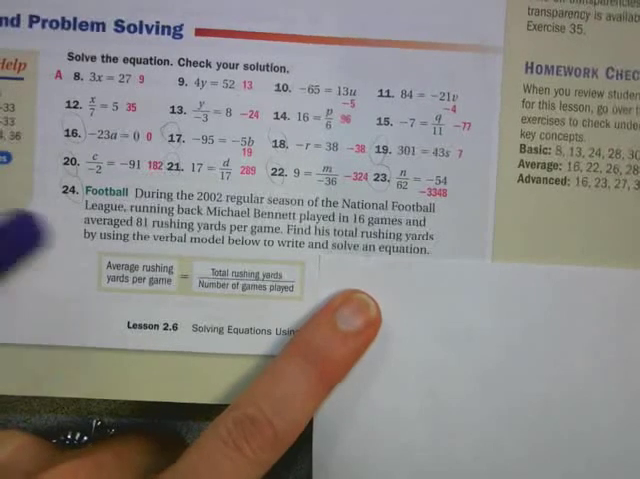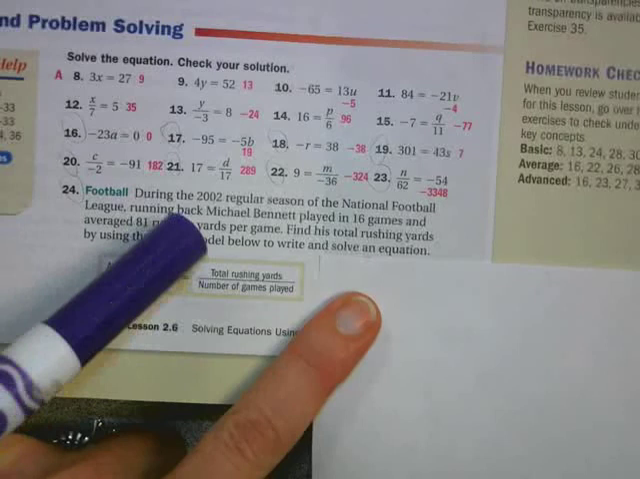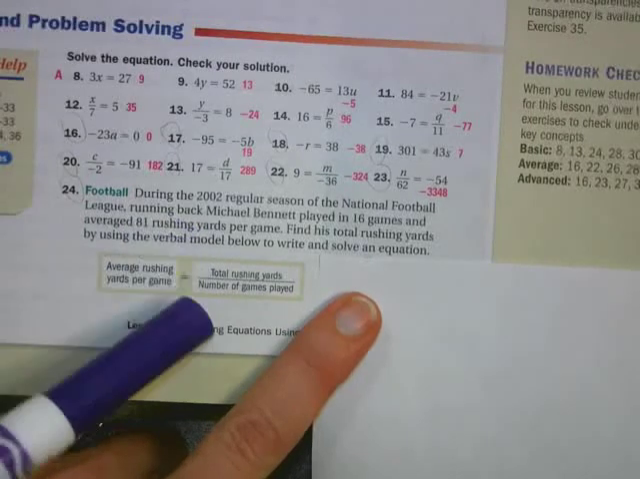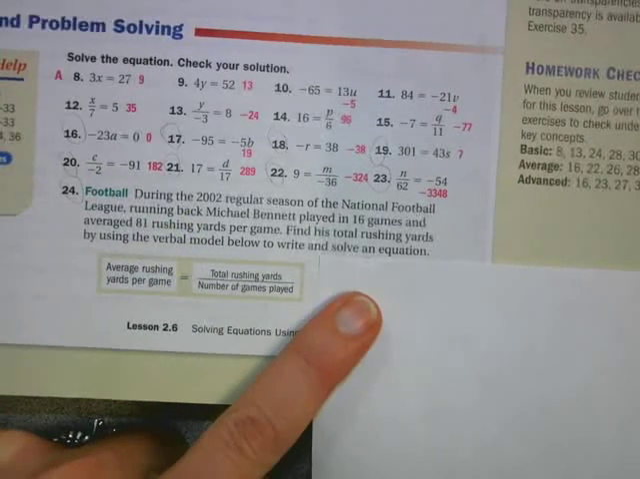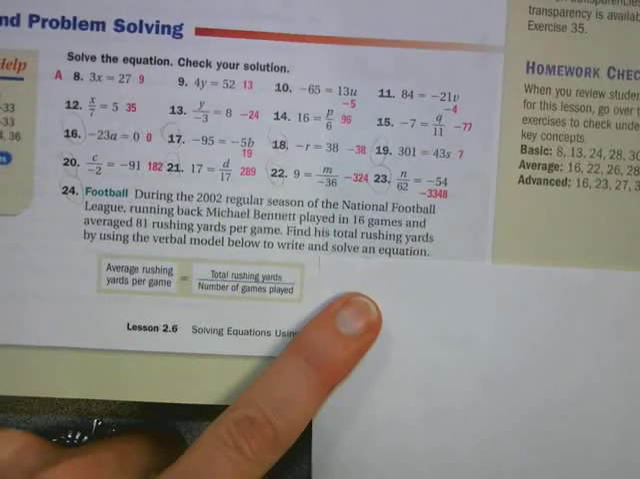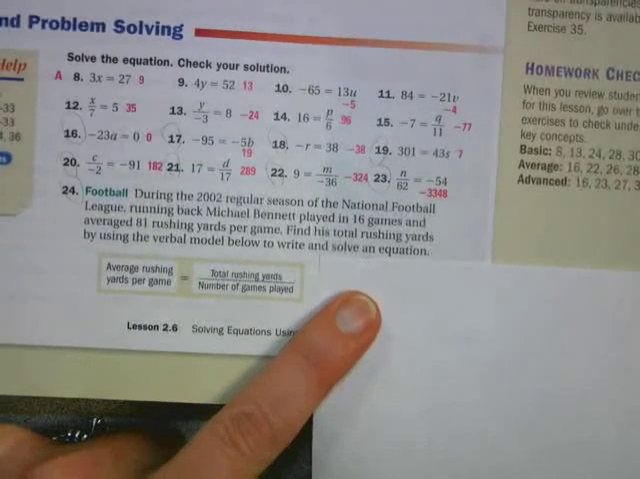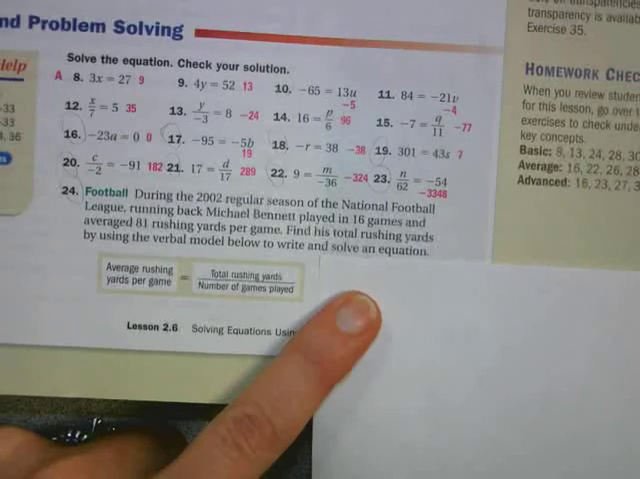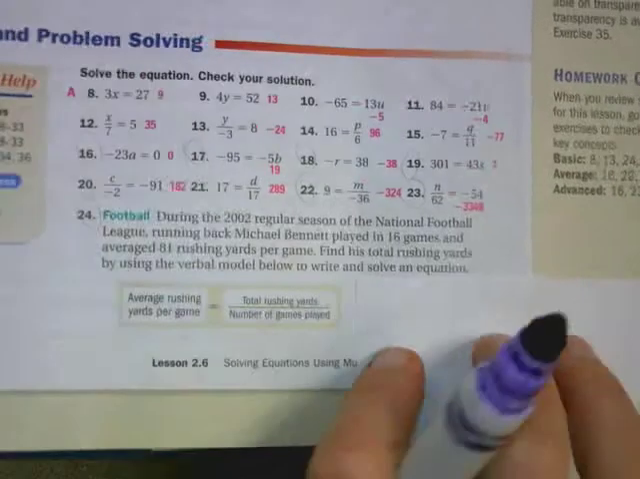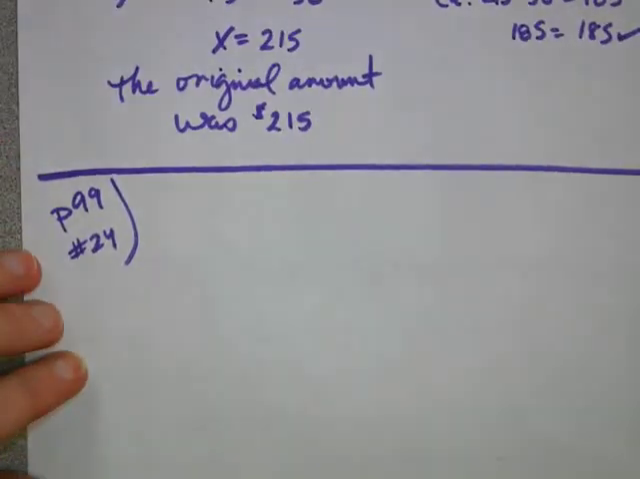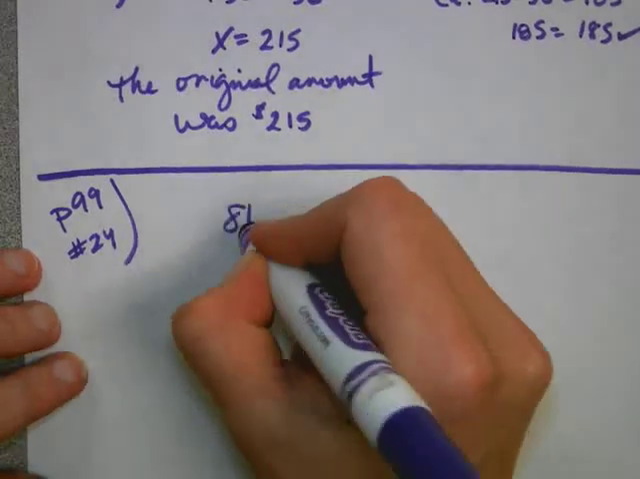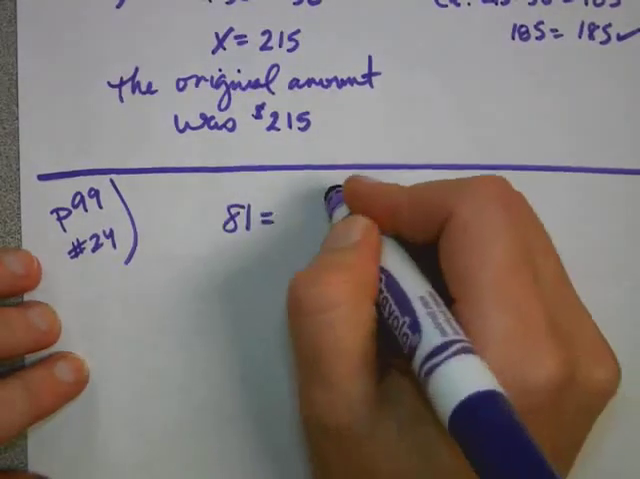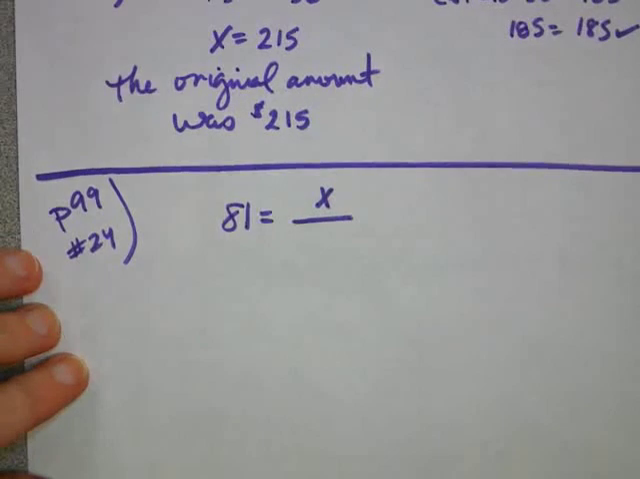So his average rushing yards per game is going to equal the total amount that he rushed divided by the number of games. So go ahead right now and write an equation using that verbal model. Put in the numbers they gave you, and for the one you don't know, you're going to use a variable. Okay, so pause and do that. All right, so for this one, you should have had the average rushing yards per game they gave us. It was 81. We don't know the total rushing yards, so that's X. And how many games did they say he played? 16. And there's my one-step equation.